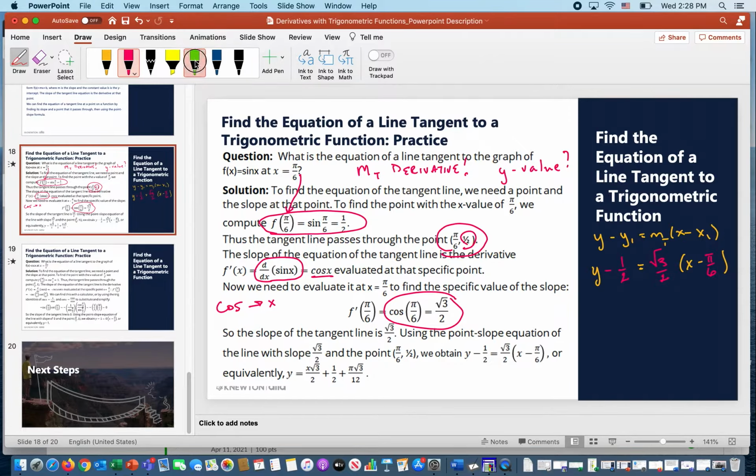Now this is going to make for a very, very weird looking answer. We have y minus 1/2 equals the square root of 3 over 2 times x minus pi radical 3 over 12. If we were to simplify this a little bit, we would have the square root of 3 over 2 times x minus pi radical 3 over 12, and we're going to add 1/2 to both sides. And that's where we get this thing right here.